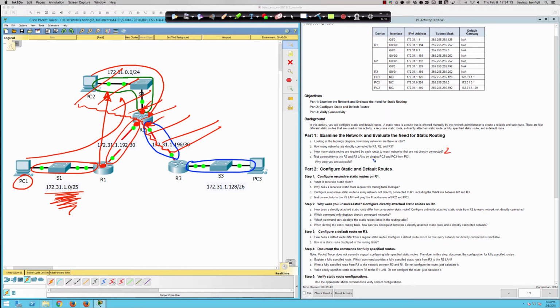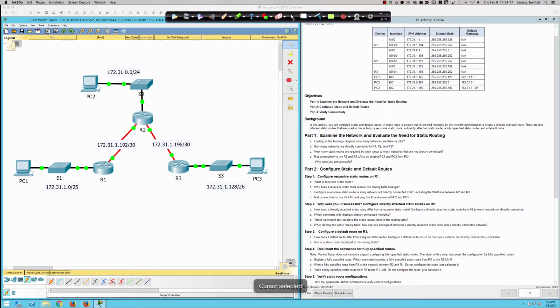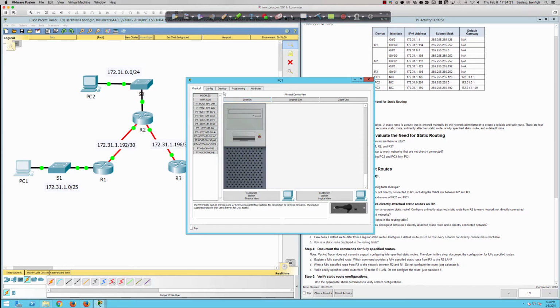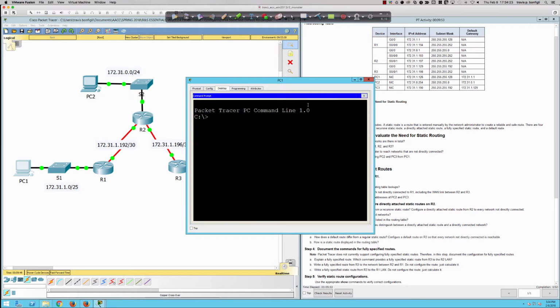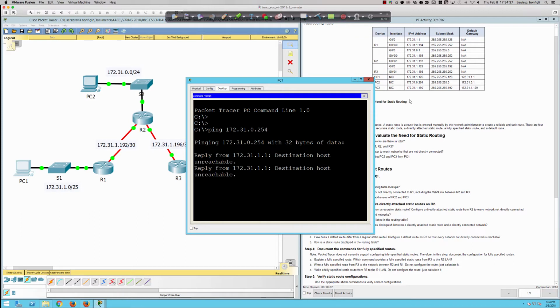Now, test connectivity to the R2 and R3 LANs, and so very fortuitous here, we're going to do exactly what we were just talking about. And not having looked at router 1, my guess is that this is not going to work, because I'm assuming they're going to want us to create these static routes. So when I ping 172.31.0.254, that is PC2, router 1 is going to say, hey, whoa, destination host unreachable.